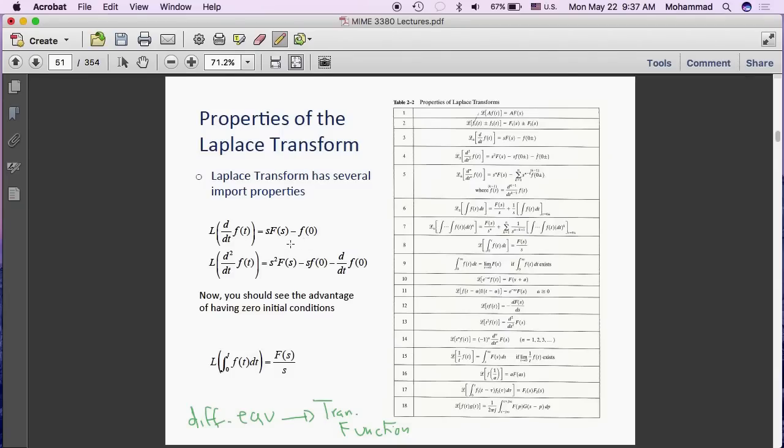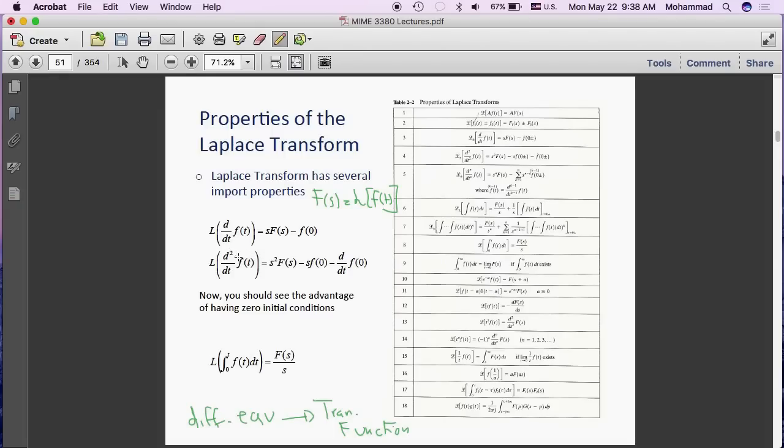0. Now, what is F of s? Let me write it down. F of s is the Laplace transform of f of t. So if you have the Laplace transform of f as the base function, you can find the Laplace transform of its first time derivative. How? You simply take the Laplace transform of the base function, multiply it by s to the power 1, and subtract from it the initial condition. F of 0 is the initial condition.